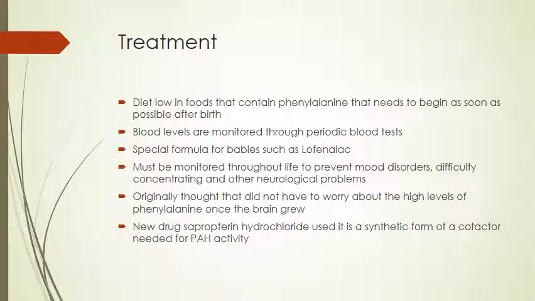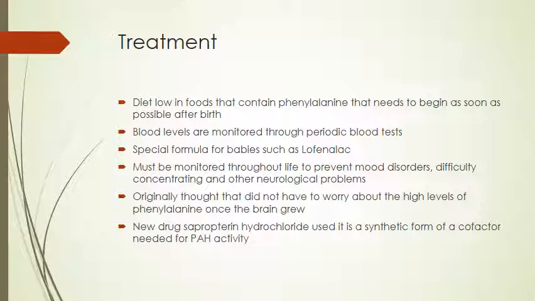For the treatment of PKU, individuals who have PKU are fed a diet low in phenylalanine, and this needs to begin as soon as possible after birth. Blood levels are monitored through periodic blood tests, and there's a special formula for babies which is called Lofenalac. The levels of phenylalanine must be monitored throughout life to prevent mood disorders, difficulty concentrating, and other neurological problems. Originally, it was thought that they didn't have to worry about the high levels of phenylalanine once the brain had grown, but this was shown not to be true.